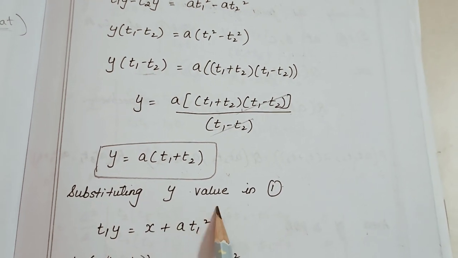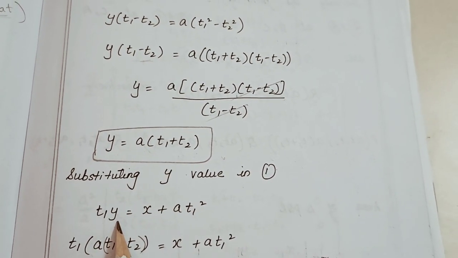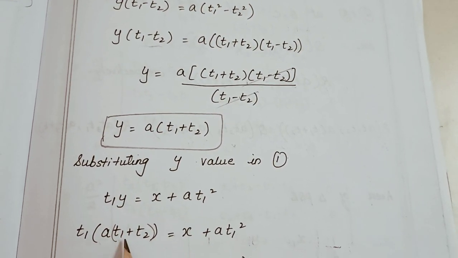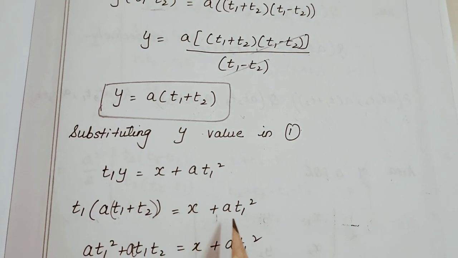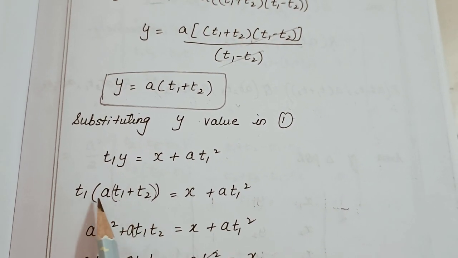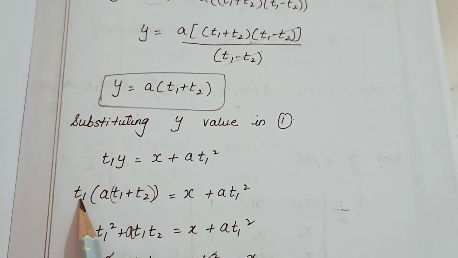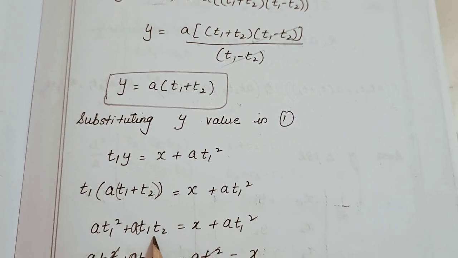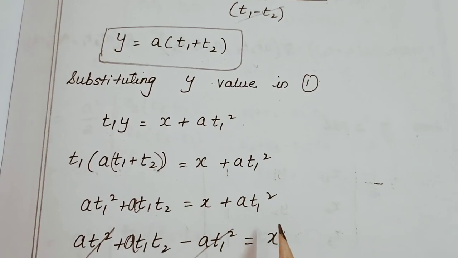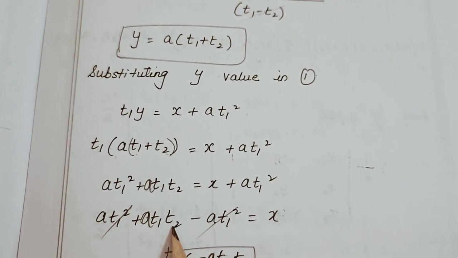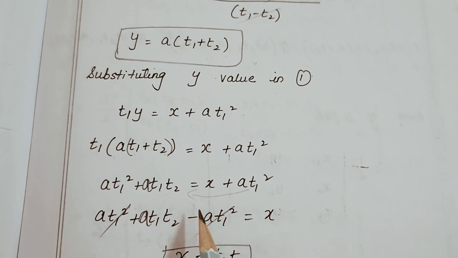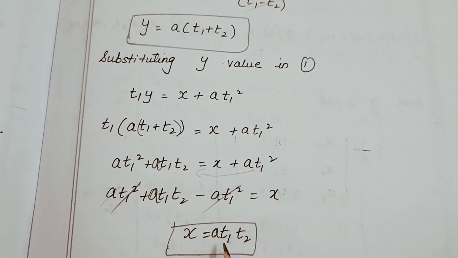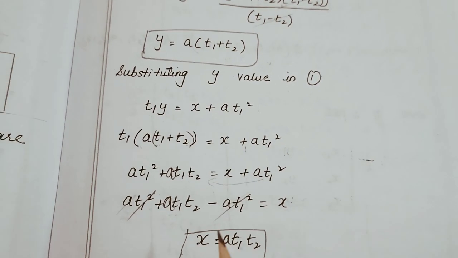Now substituting the y value in equation 1: t1y = x + at1². t1 times a(t1 + t2) = x + at1². Now multiplying, a t1² + a t1t2 = x + at1². Taking this value across, it becomes minus at1² = x, so these two get cancelled. So the x value will be a t1t2. We got the x and y values.